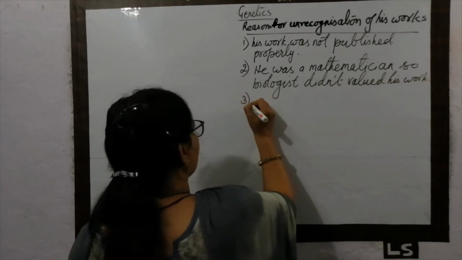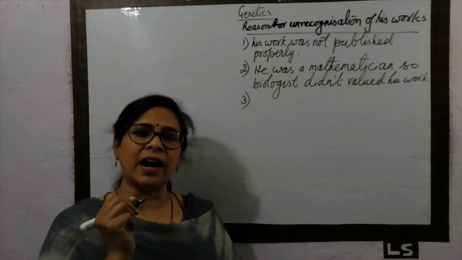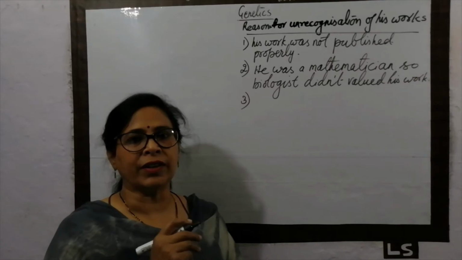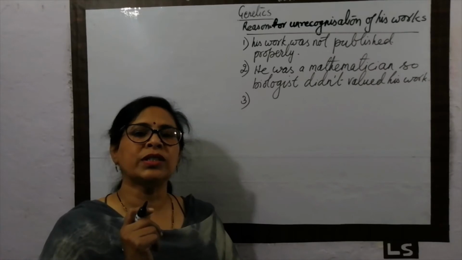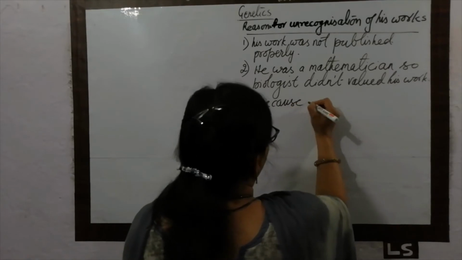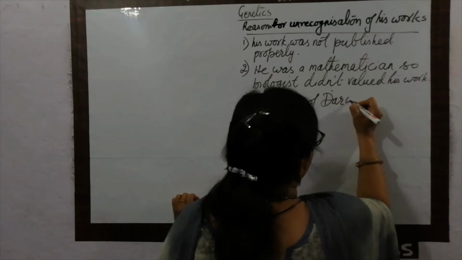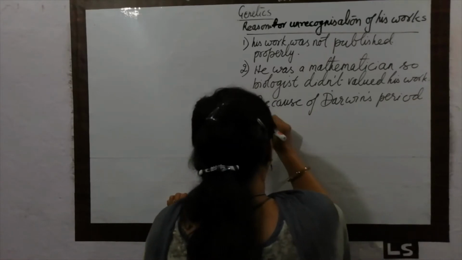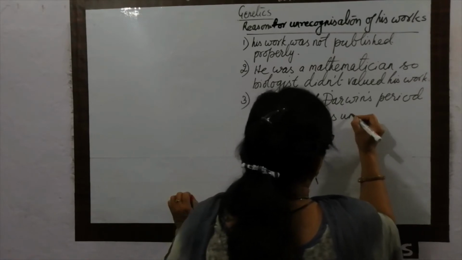Why were the biologists not ready to accept his work? That is a big question, because that was the Darwin period. All the work performed by Darwin was very much acceptable. So why was his work not acceptable? Because it was the Darwin period. Because of Darwin's period and Darwin's theories, his work was unacceptable.